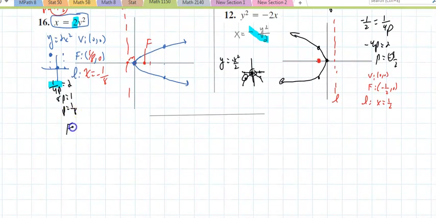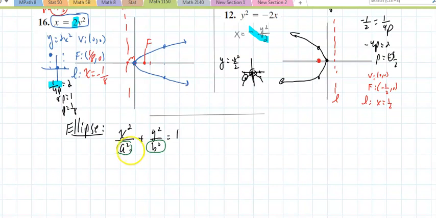The next on the list would be an ellipse. An equation of an ellipse, well, x squared over a squared plus y squared over b squared equals 1. That's an equation of an ellipse. You have two squares in which those two are not equal. If they're equal, it's a circle.